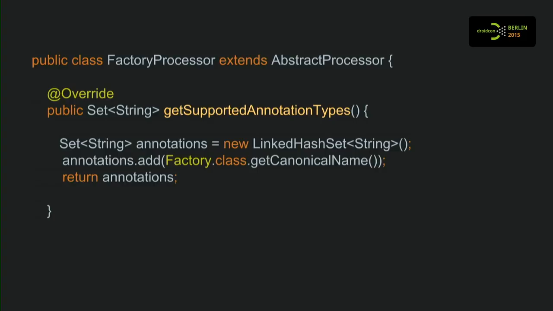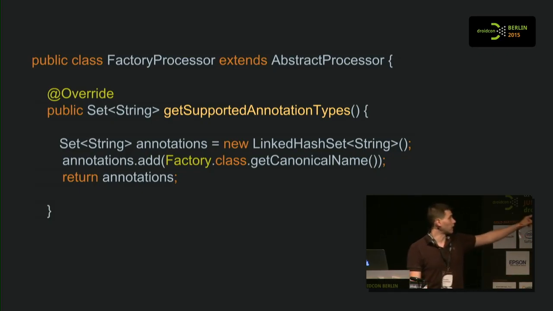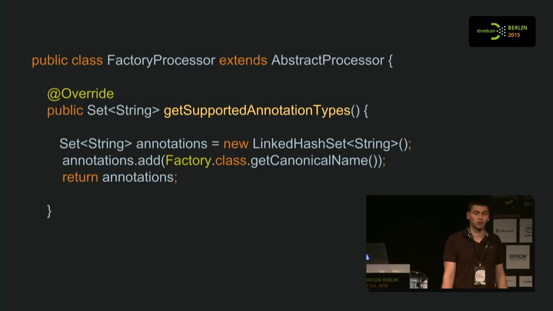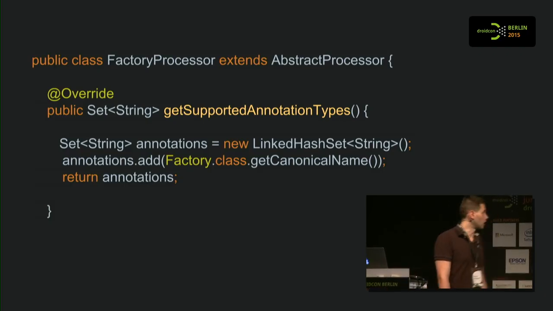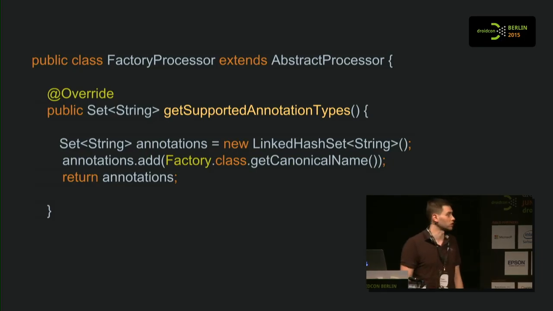Okay, the next thing is we have to register our annotation processor for certain annotations. We do it by overriding getSupportedAnnotationTypes, and all we have to do is return a set of strings with fully qualified class names. So we use the Factory annotation .class.getCanonicalName to register the @Factory annotation to this annotation processor.